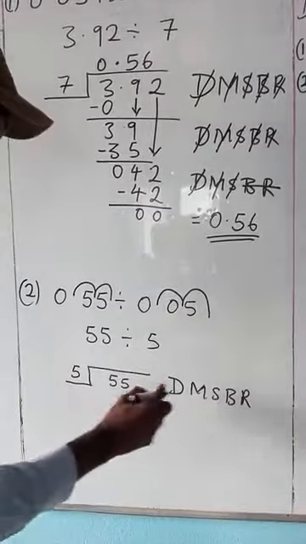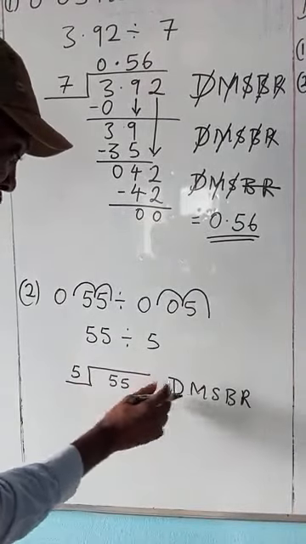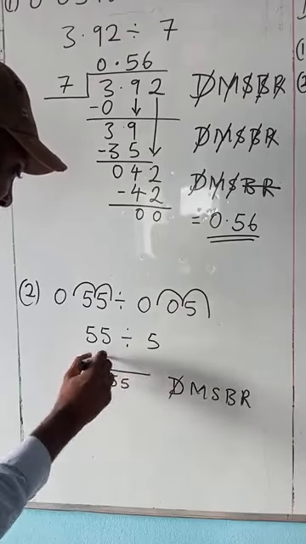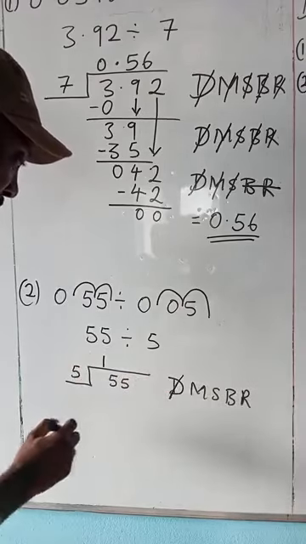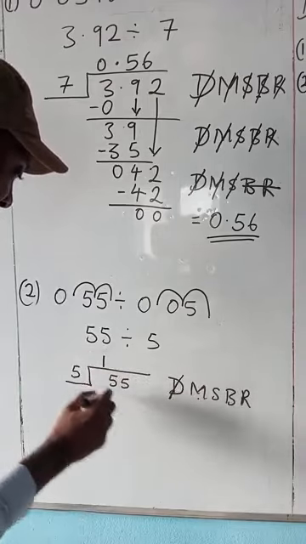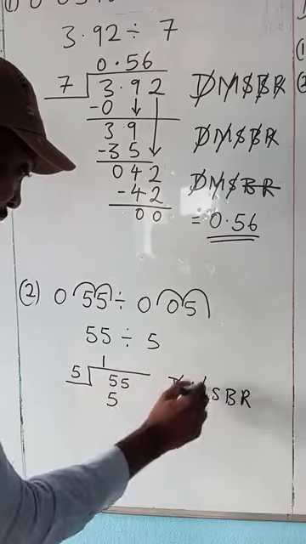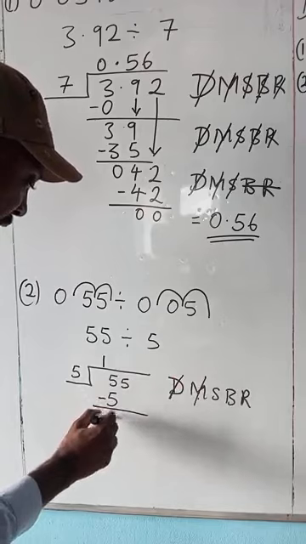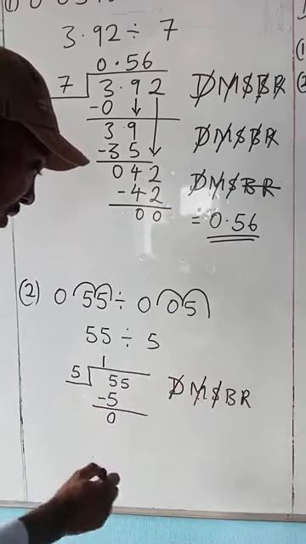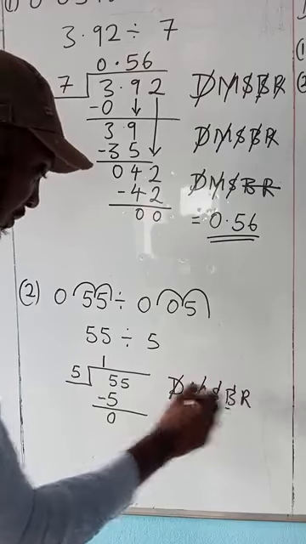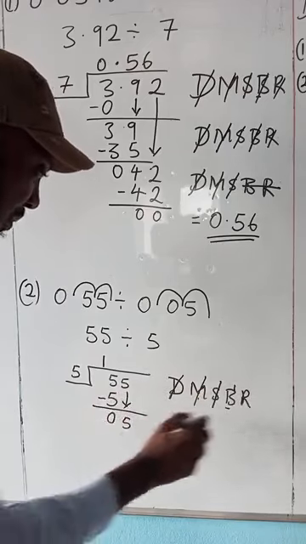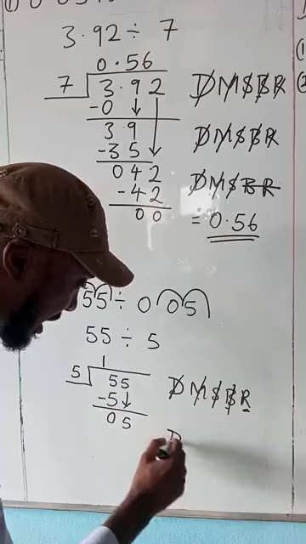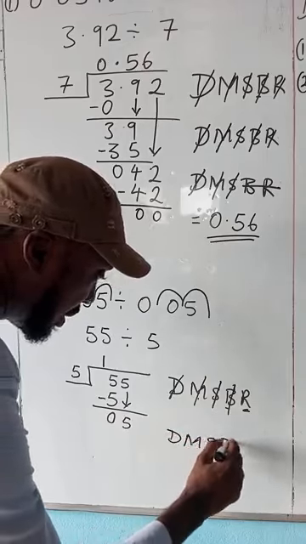Alright, so the first operation is division. We say 5 divided by 5 will give you 1. You've divided. Then the next one is multiplication. 1 times 5 will give you 5. You write it here. You've multiplied. The next one is subtraction. 5 minus 5 is 0. You've subtracted. The next one is bring down. You bring down 5. You've brought down 5. The next one is repeat the process. We are repeating DMSBR.